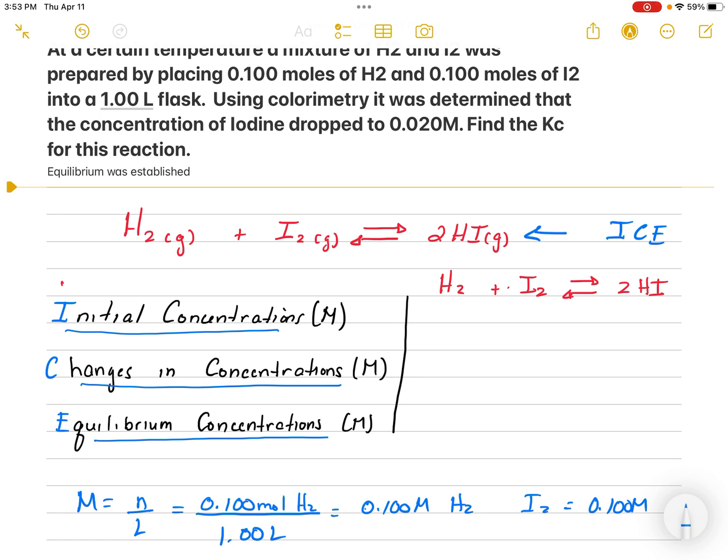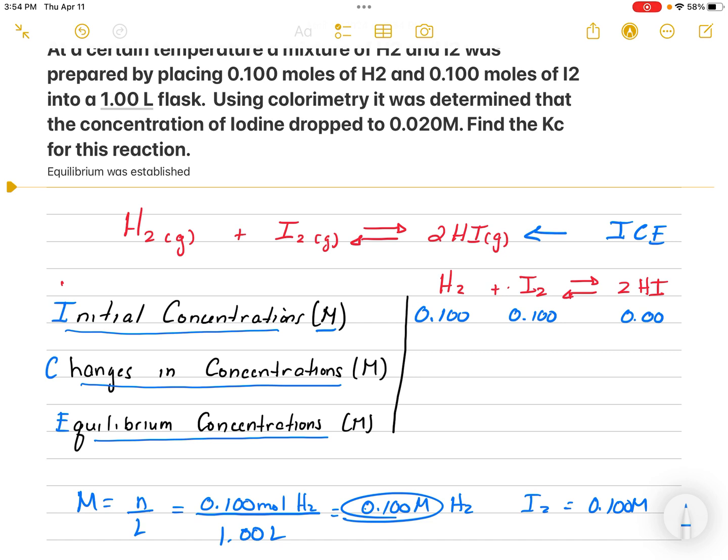Well, we already know the molar concentration of hydrogen and iodine, right? That was given to us in the question. We just calculated the molarity here, so all we got to do is input that value. For hydrogen, we know it's 0.100. The molarity is here, so I'm not going to put the units in the chart. Iodine is also sitting at 0.100 molar concentration. And before the reaction happens, the concentration of the product, hydroiodic acid, should be 0.00, because the reaction hasn't happened yet.